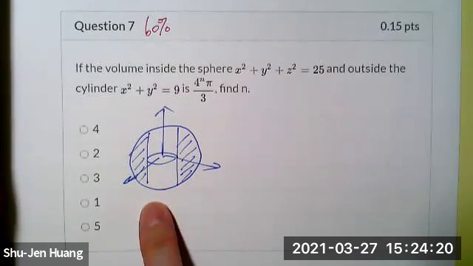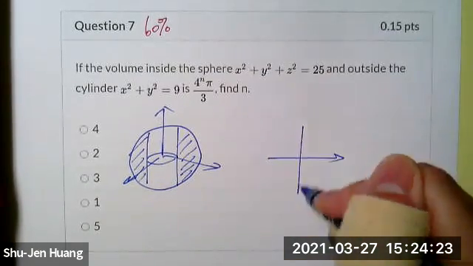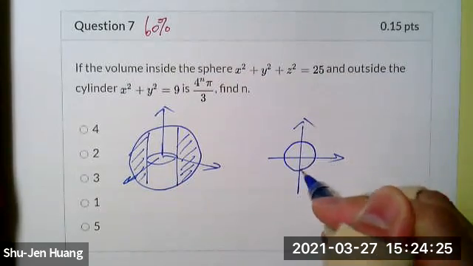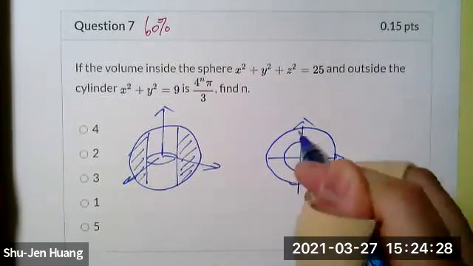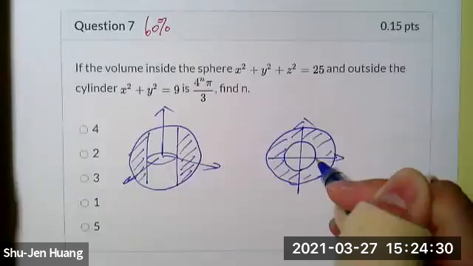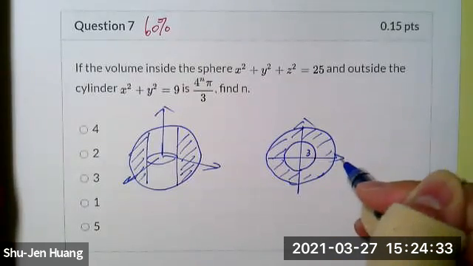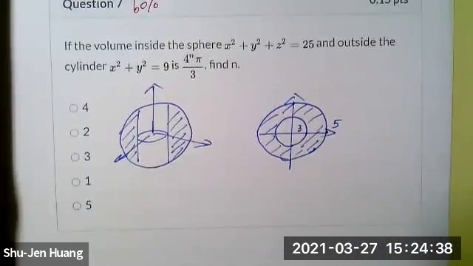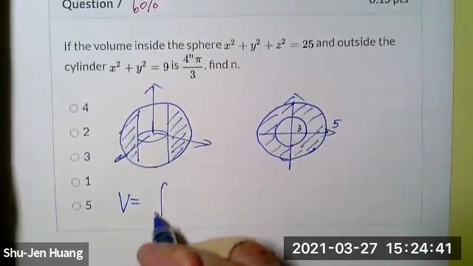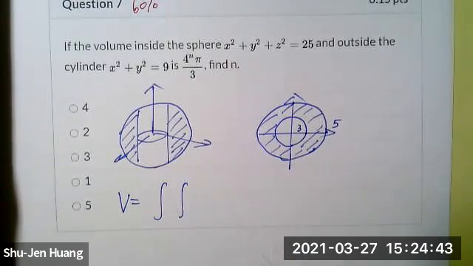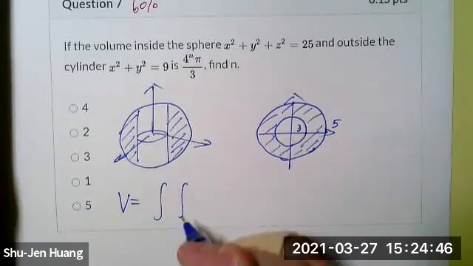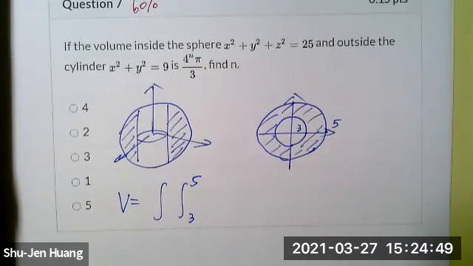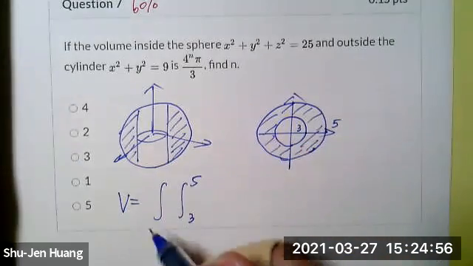So when we project the whole thing onto the XY plane, we are going to get a region like this, a donut-shaped region, because we need to take out the cylinder. The inner one has radius 3, the outer one radius 5. This is the projection onto the XY plane. Now to find the volume, if you use a double integral here, we're going to use polar coordinates, by the way. R is from 3 to 5, and theta is from 0 to 2 pi.